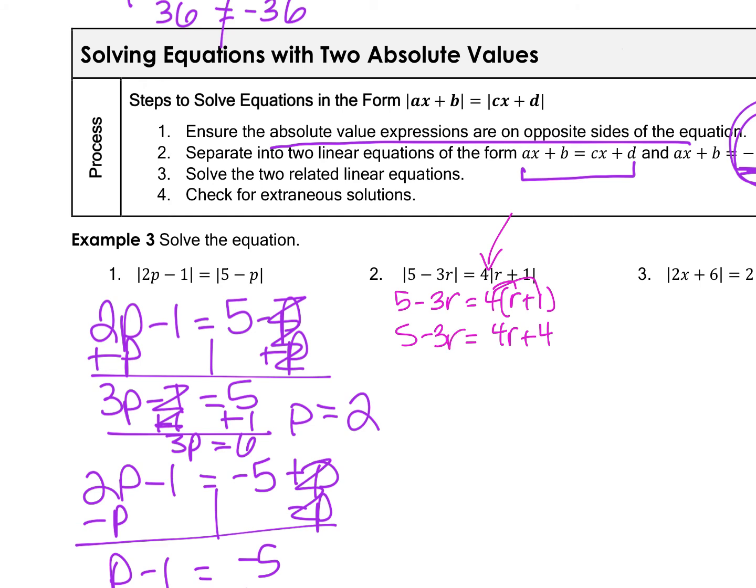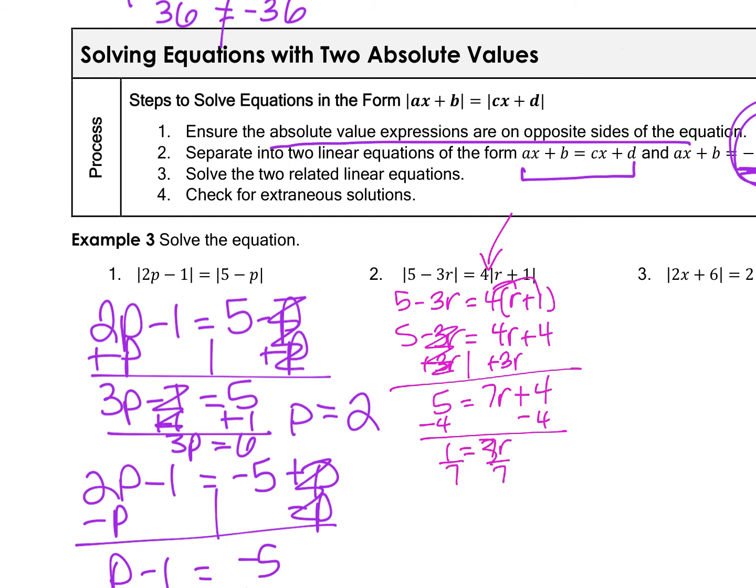So I'm going to solve them separately. This is one equation, so I'm going to add 3r. Subtract 4. So 1 equals 7r. So one of our r's is 1/7.